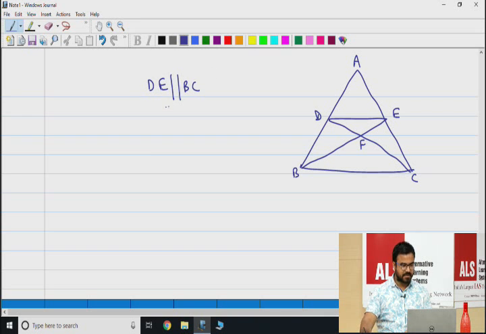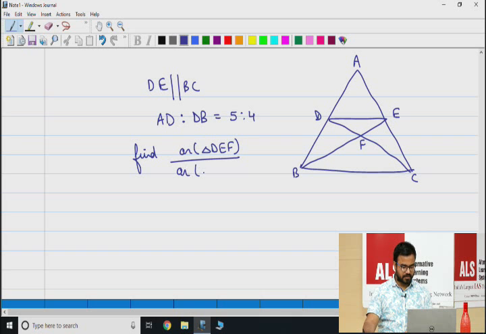DE parallel to BC. And AD is to DB is 5:4. Find the ratio of the area of triangle DEF to the area of triangle CFB. Do this one. AD is to DB, that is given. We have to find the ratio of area of DEF and CFB.